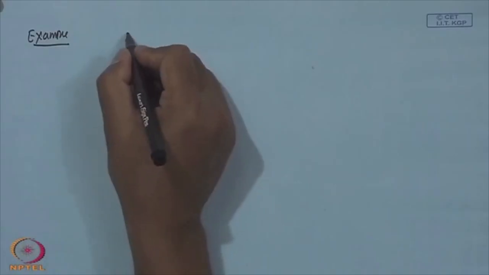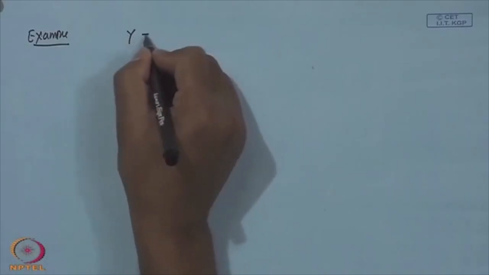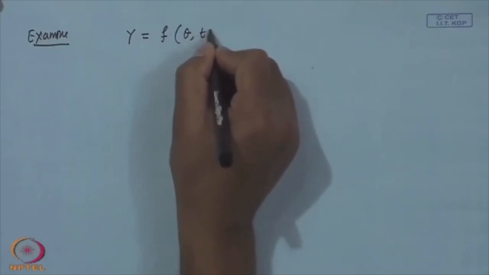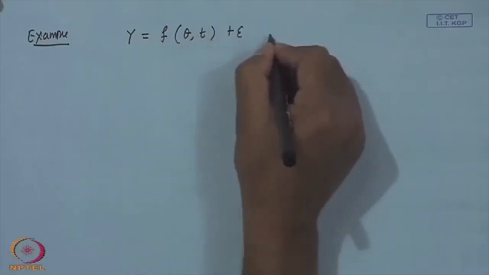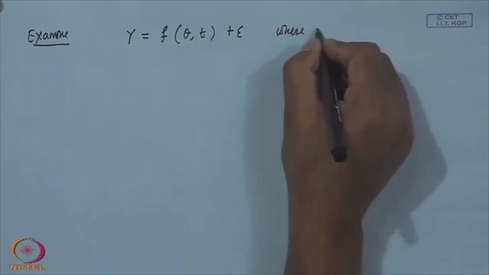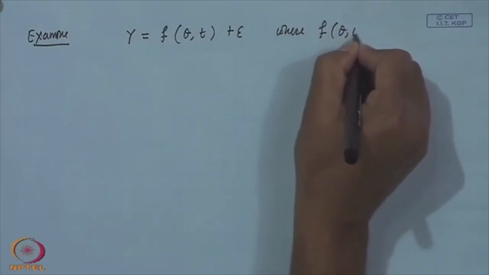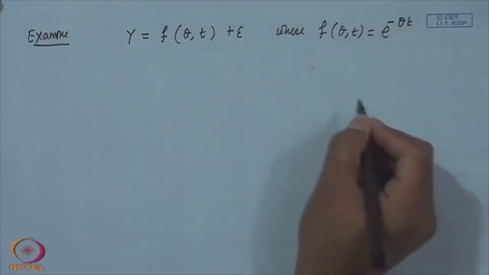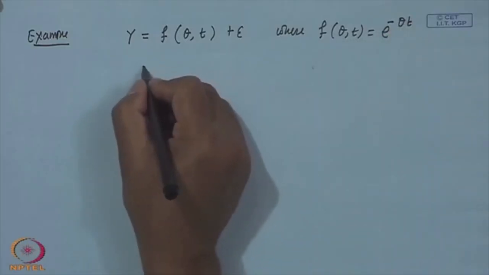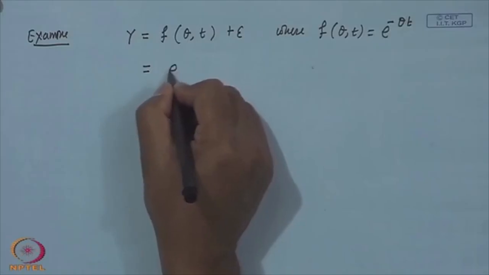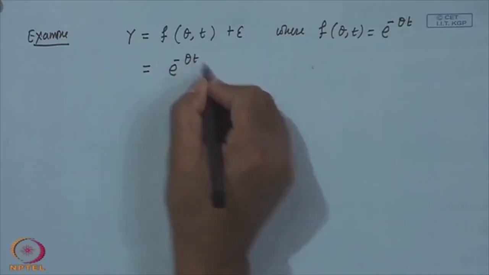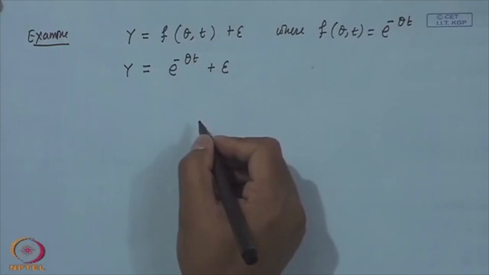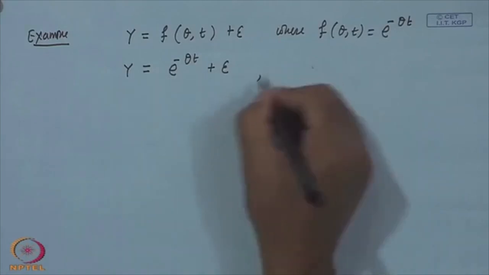Consider this model, say y equals f(theta, t) plus epsilon, where f(theta, t) is equal to e to the power of minus theta t. That means we are considering the model e to the power of minus theta t plus epsilon. So this is the model. So what is my S(theta) here?